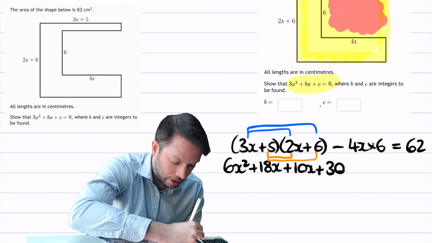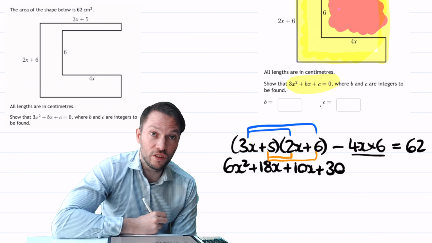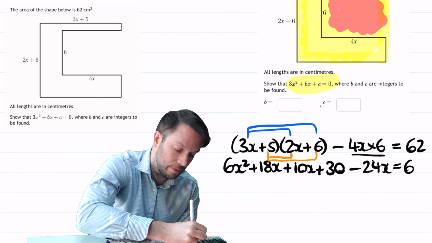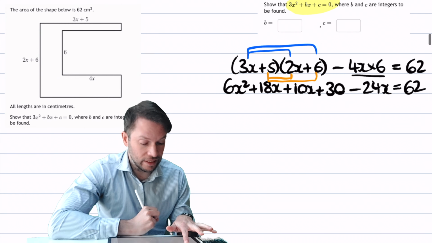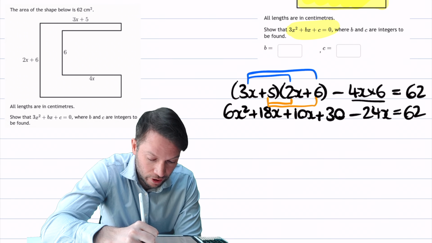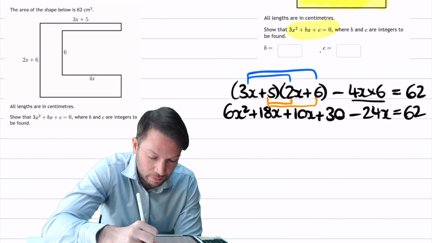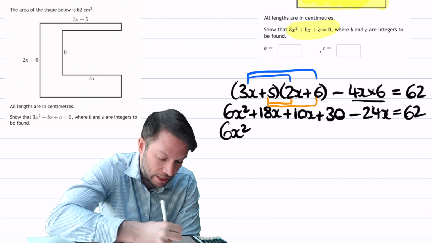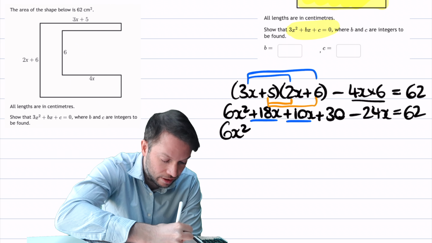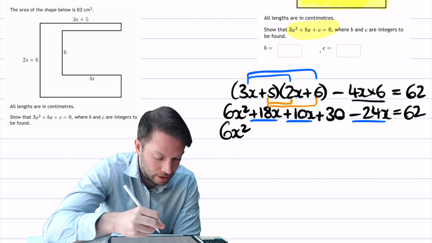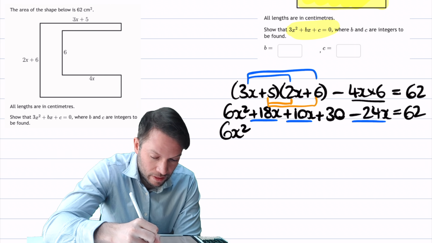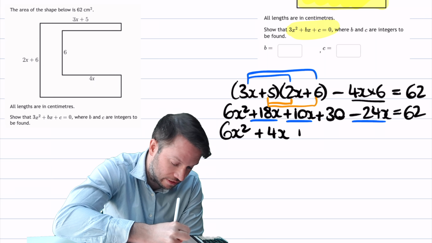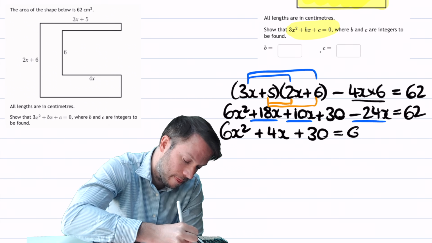And then we've got to simplify the 4x times 6, which is 24 lots of x. So we're minusing 24x, and that's equal to 62. Let's simplify this by collecting like terms. I can see we've only got this single x squared term, so we've got 6x squared, but we've got a few x terms without a squared in it. So we've got 18 lots of x plus 10 lots of x minus 24 lots of x. That leaves you with 4 lots of x. And then we've got that plus 30 still equals 62.